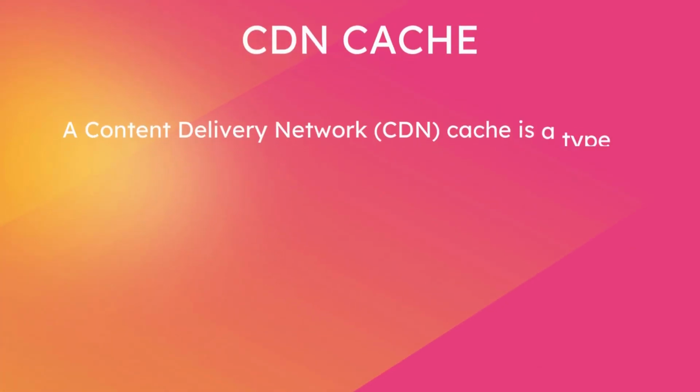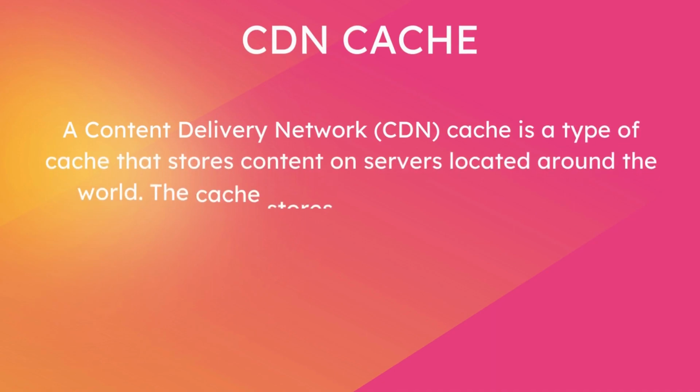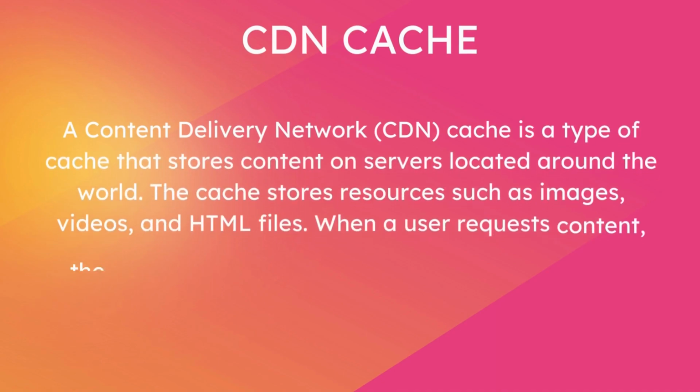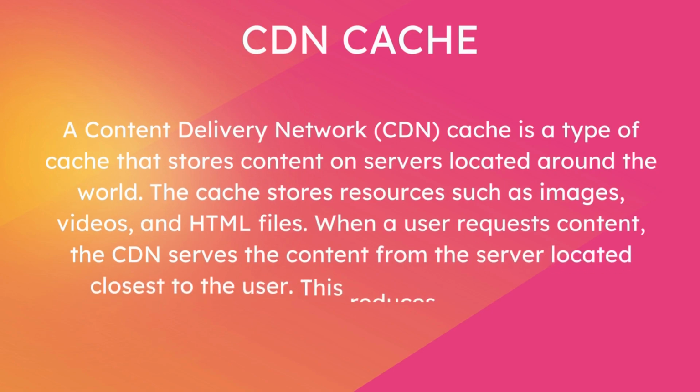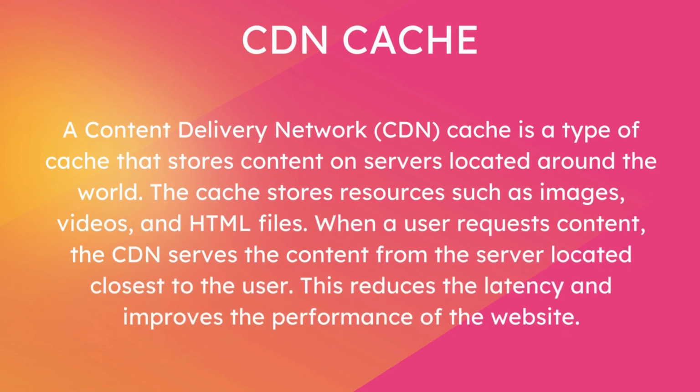Now let's go to CDN cache. This is something very different. This is totally dedicated to caching. CDN is a content delivery network, a type of cache that stores the content on servers located around the world. For example, we have a website which is serving from the US or the UK, but I am hitting it from India, New Zealand, or Australia. So what will happen is the request will go to the US or UK.